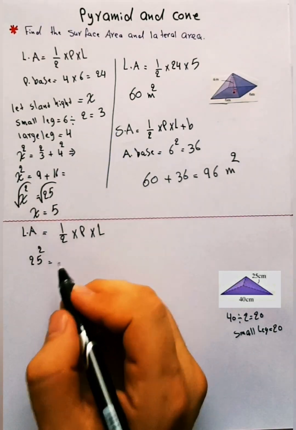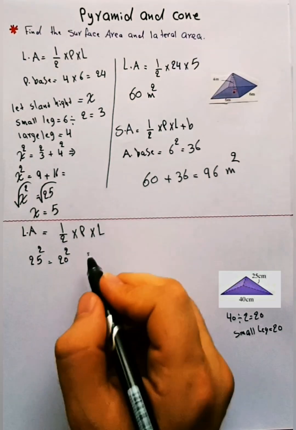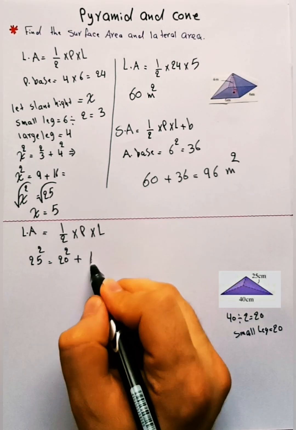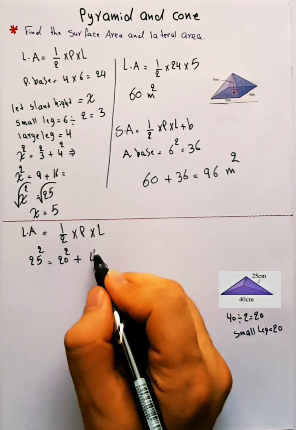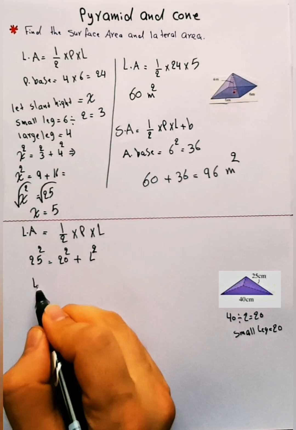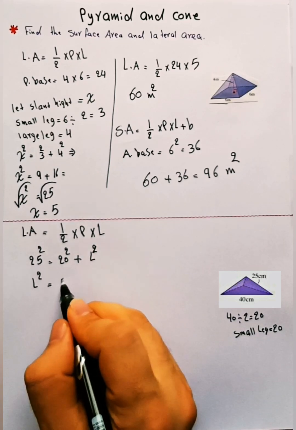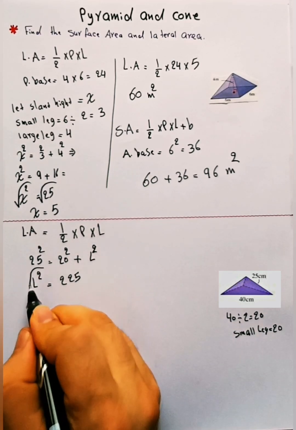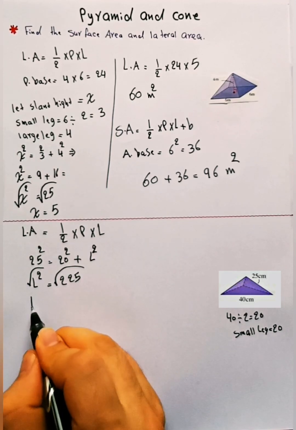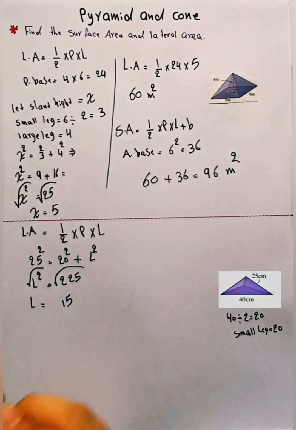So you have to write 20 square plus the slant height square. After that, the slant height square equal to 225. You have to take the square root of both sides, so L equal to 15.